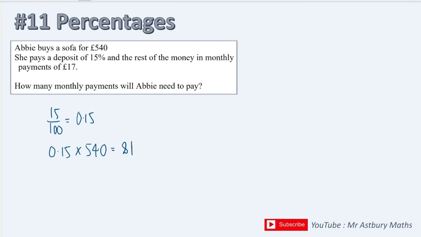I can then take 540 and subtract 81, and this will give me how much Abby has left over to pay. And this is 459. She wants to split them into payments of £17, so I'll need to divide 459 by 17. And that will give me a total of 27 monthly payments.